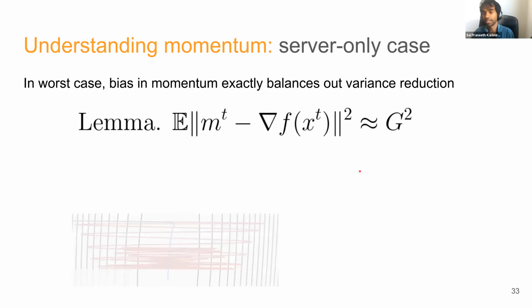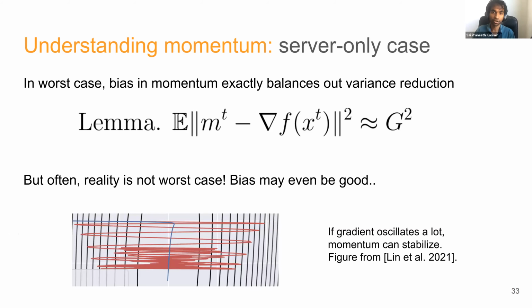But then again, this is really the worst case, and reality is not often the worst case. What this proves is that in the worst case, you're still okay, your error is still G squared, but in reality, you might not be so biased. And in fact, your bias may even be good. This is a simple illustration that if your SGD step is oscillating a lot, then if you use momentum, it will stabilize these oscillations. So the momentum direction might be biased, but this bias may actually be good. And you're also reducing the variance by doing this exponential averaging. So in the worst case, you're the same. In more practical settings, you may be much better.